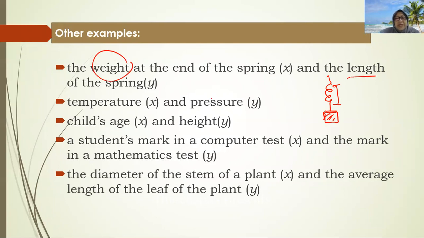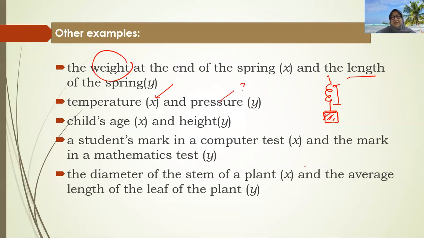Temperature and pressure. For example, as we go up the hill, when the temperature is decreasing, what happens to the pressure? Then child's age and height: does it mean that as the child gets older, the height increases? We want to see that relationship. Similarly, a student's mark in a computer test and also the mark in mathematics. Is there any relation between the two marks? And the last example is the diameter of the stem of a plant and the average length of the leaf.